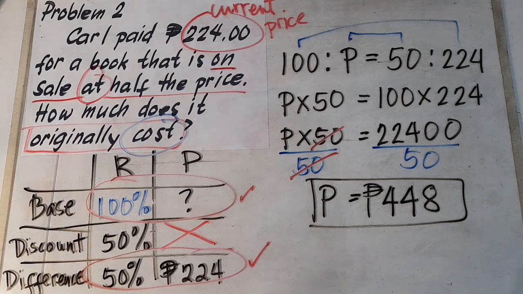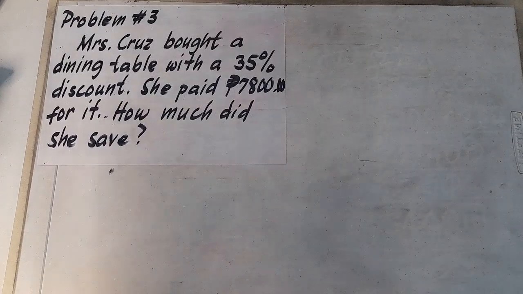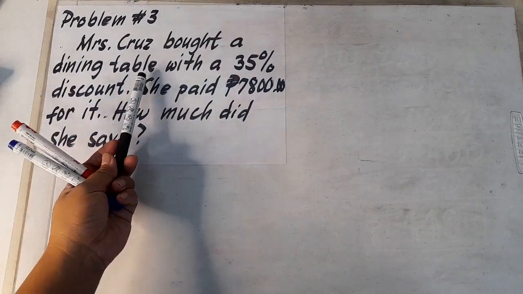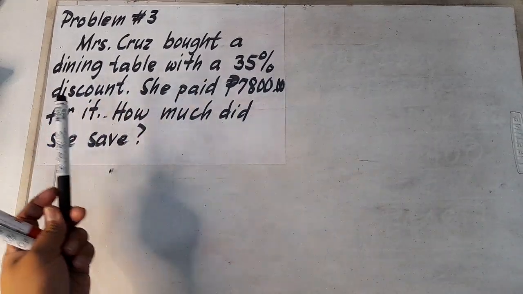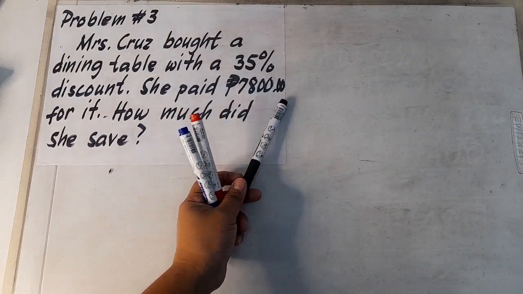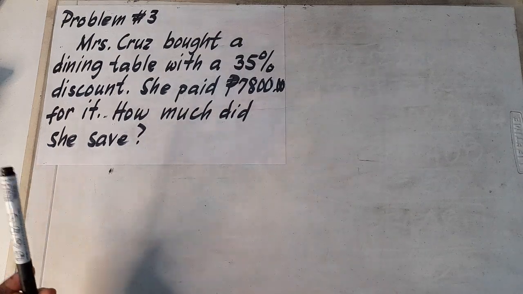Let's have now problem number 3. Okay, problem number 3, we have Mrs. Cruz bought a dining table with a 35% discount. She paid 7,800 pesos for it. How much did she save?